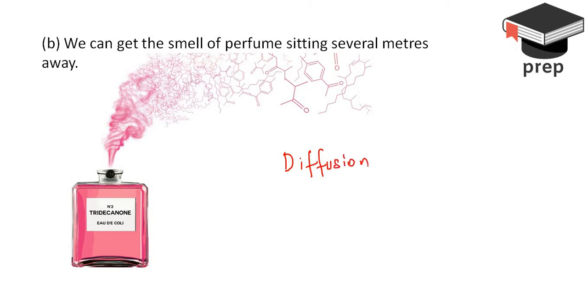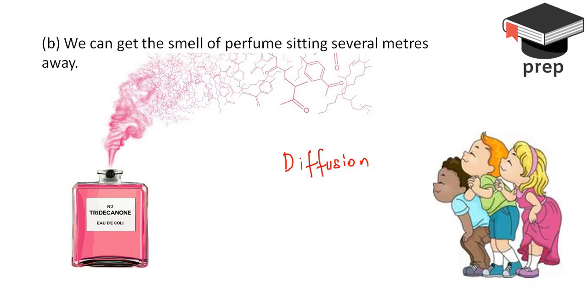Now, because of diffusion and the energy they possess, they are able to spread to a several meter distance. So any person who is at a several meter distance away can easily get the smell of that. That is all because of this ability of the vapor particles or the gaseous particles to undergo the process of diffusion. I hope this was clear.